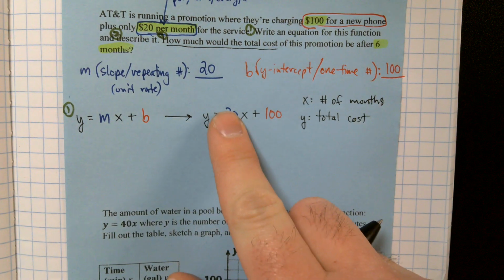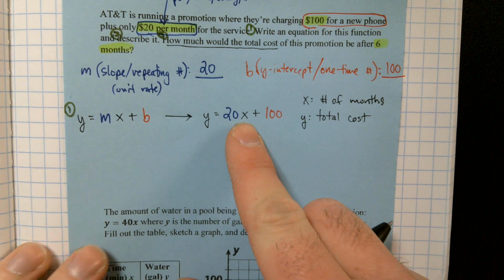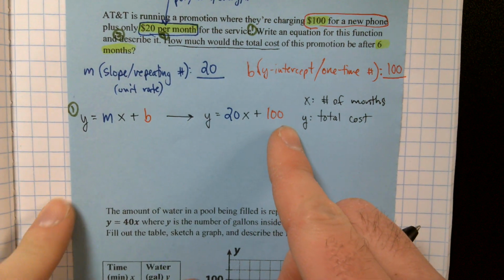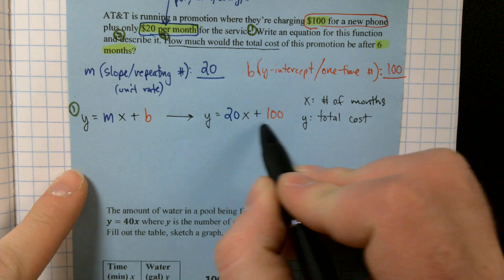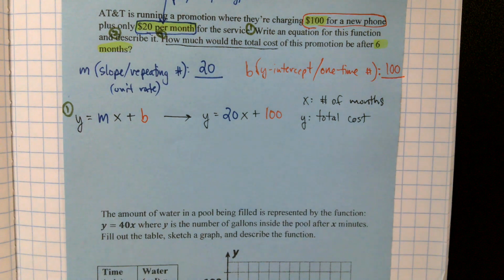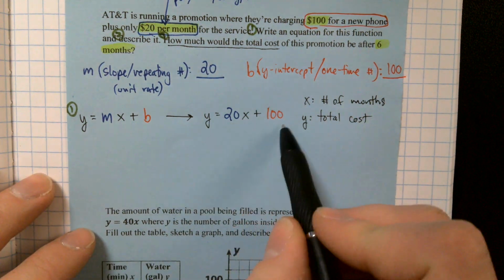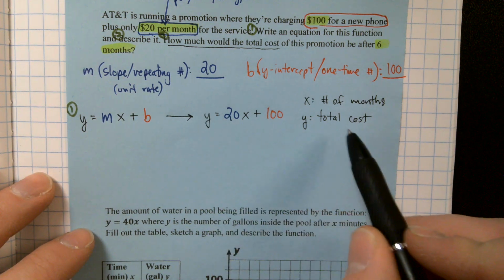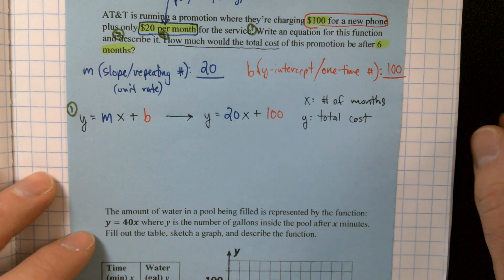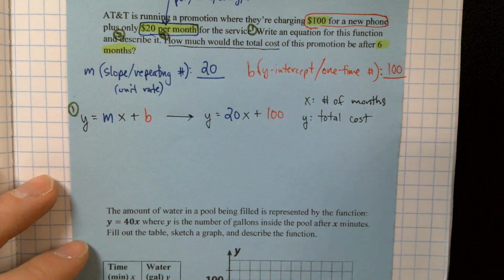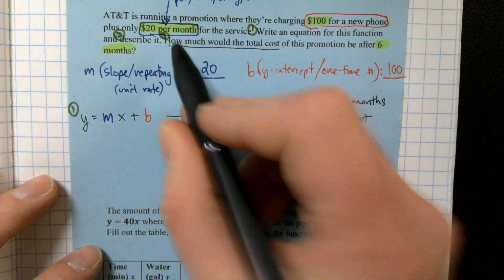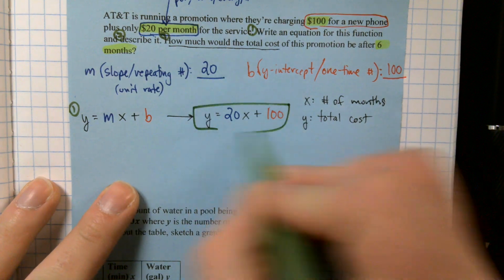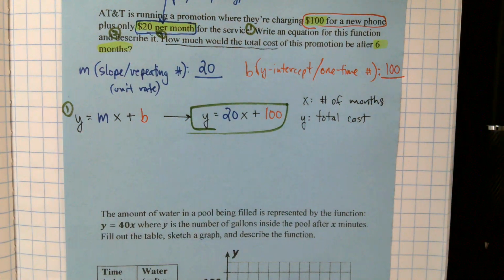If I'm paying $20 times the number of months, plus I had that $100 on the front end for the phone itself, well, this section right here is just a bunch of money. If this section is equal to y, and this section is a bunch of money, then y must be my total amount of money, or my total cost, right? Understanding what x and y are is going to help us when we get down to number 3. So there's my first part. There's the actual function I'm going to use.